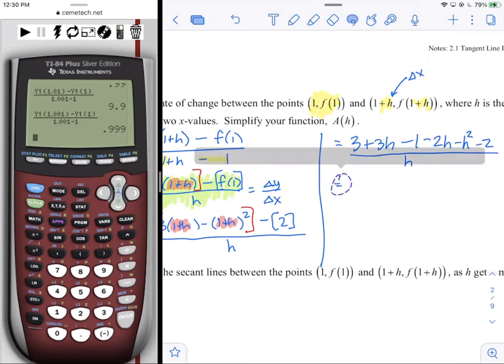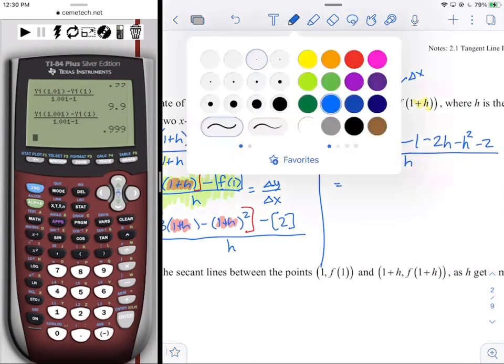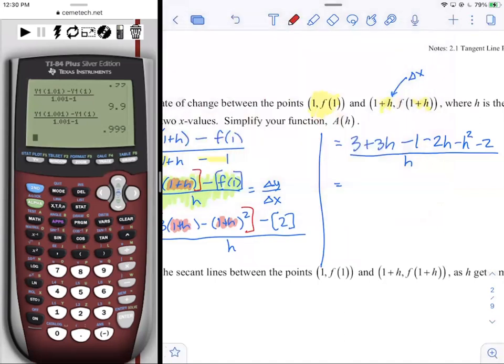All right, now here's a checkpoint. If you're setting this up correctly, everything in the numerator that doesn't have an h should cancel. And make sure it does. 3 minus 1 minus 2 is in fact 3 minus 3. All right, and we're left with 3h minus 2h, which is 1h, minus h squared over h.